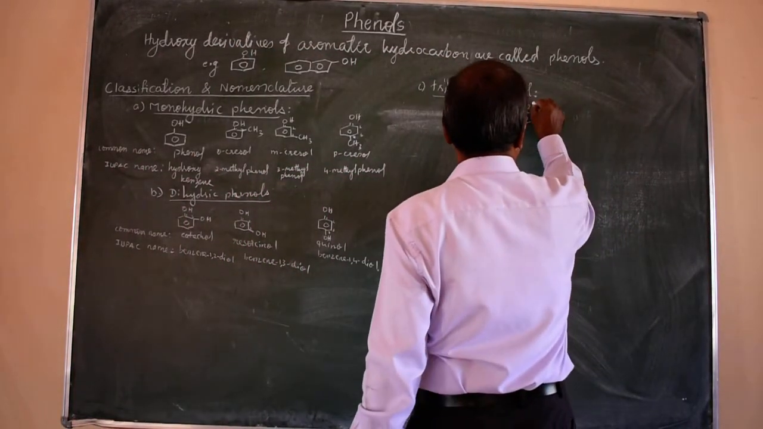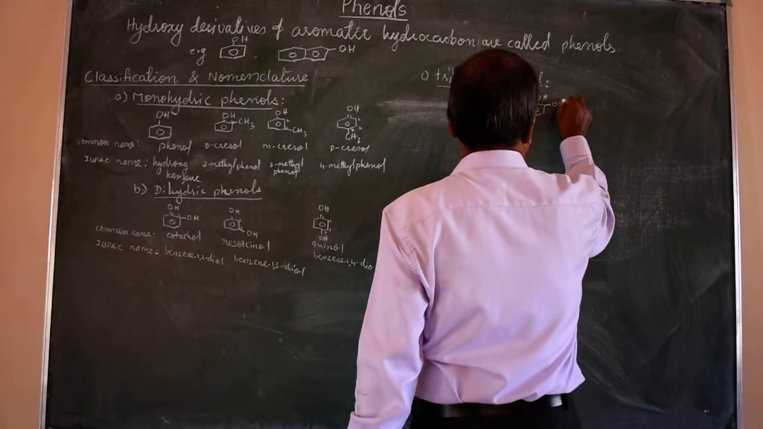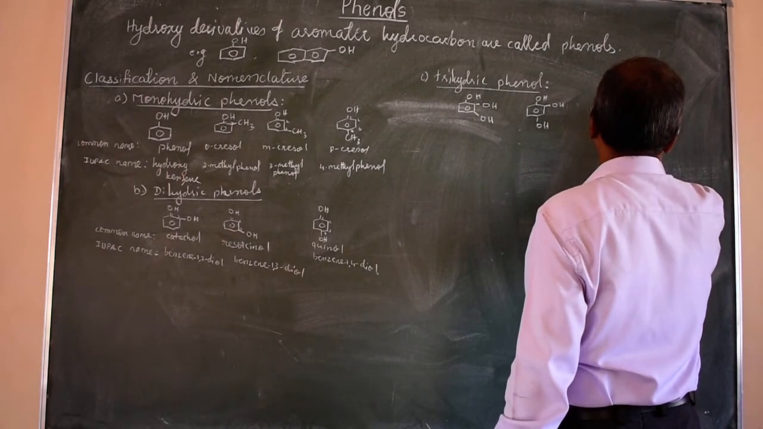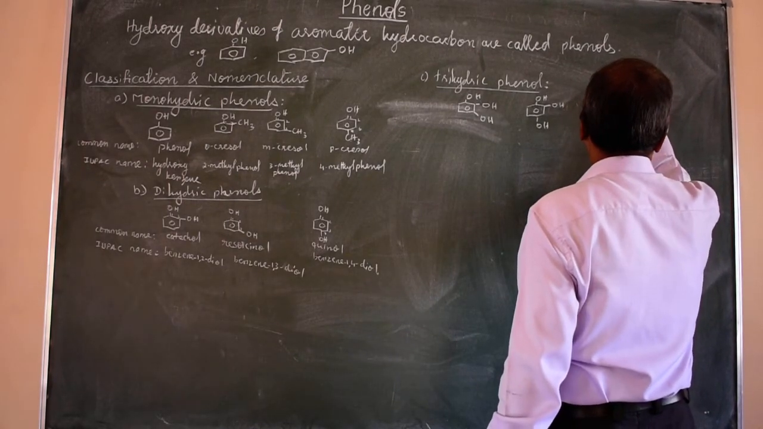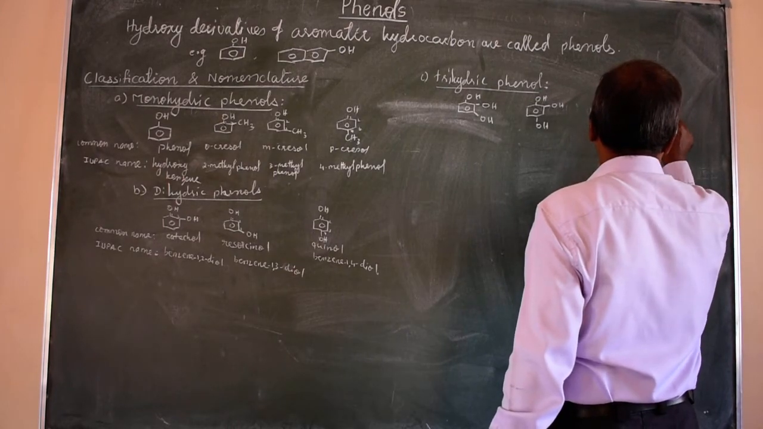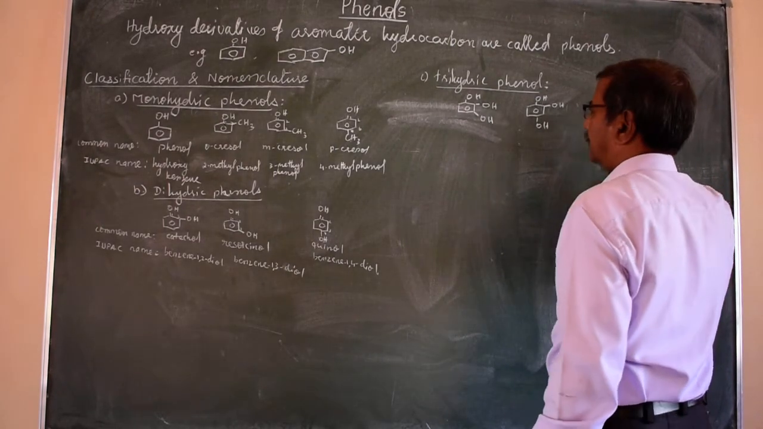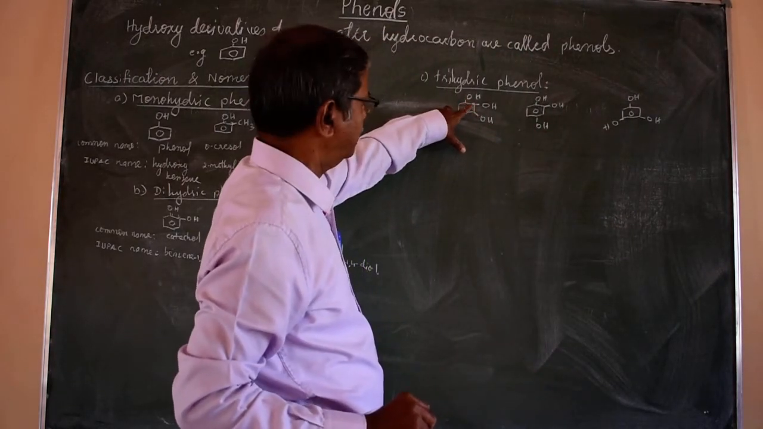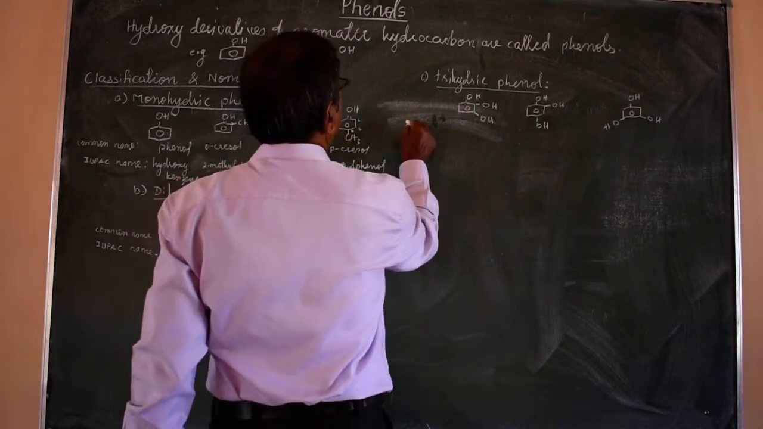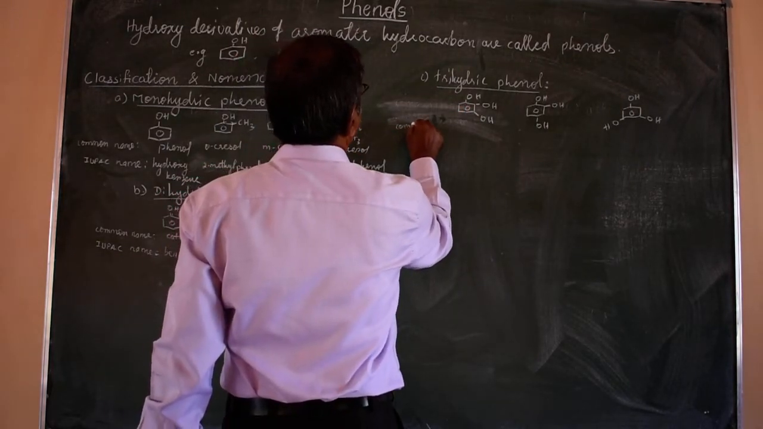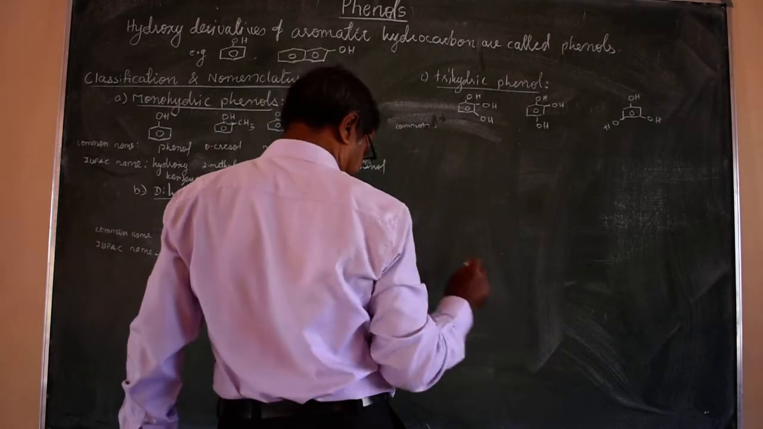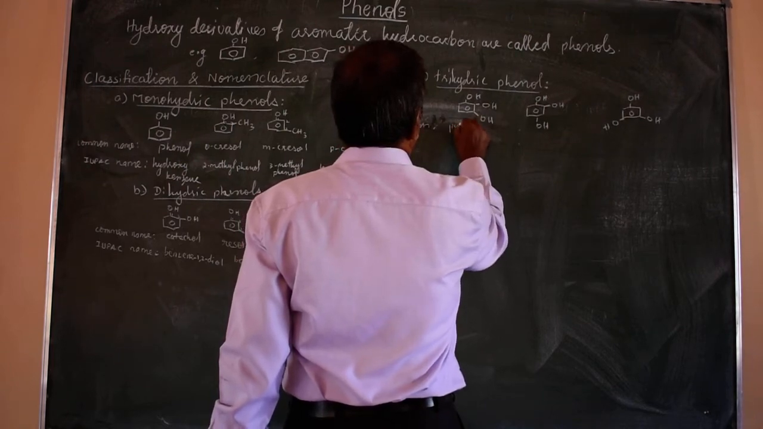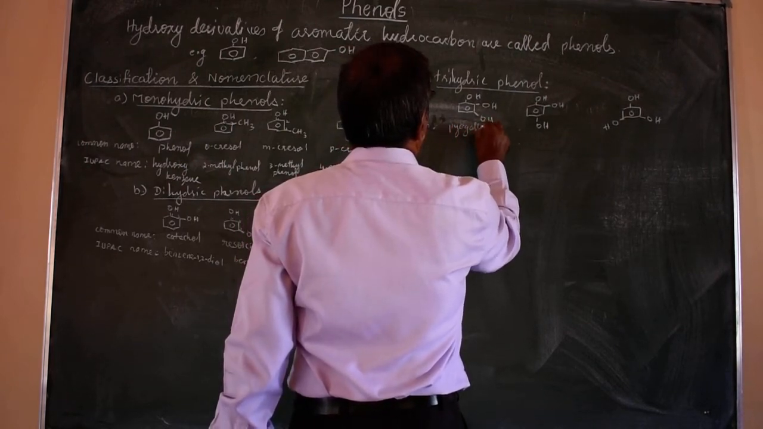Here again, 3 OH groups are attached to the benzene ring. The first one has 3 OH groups continuously, and the common name for this one is pyrogallol.